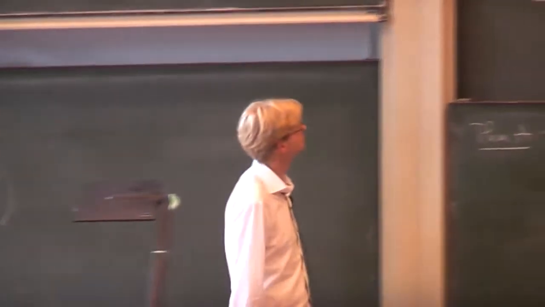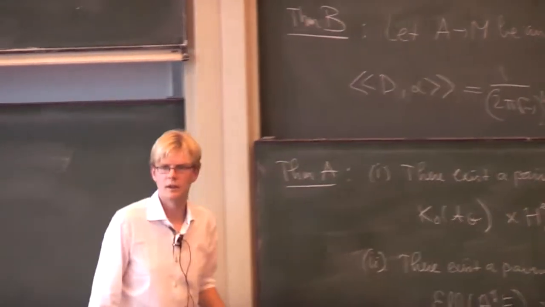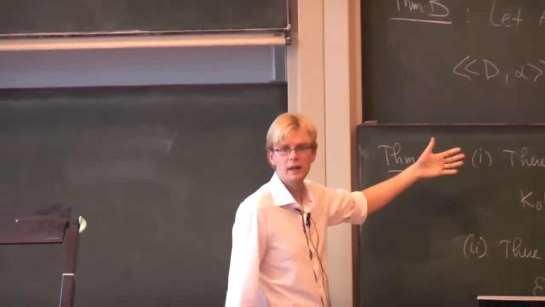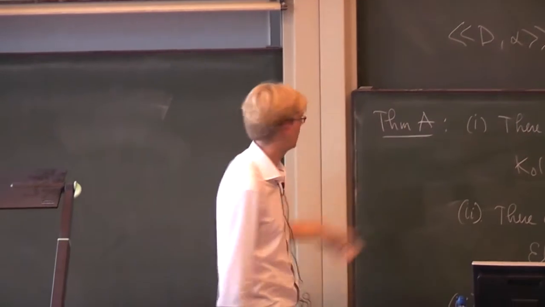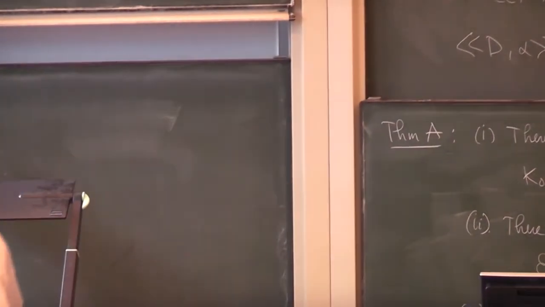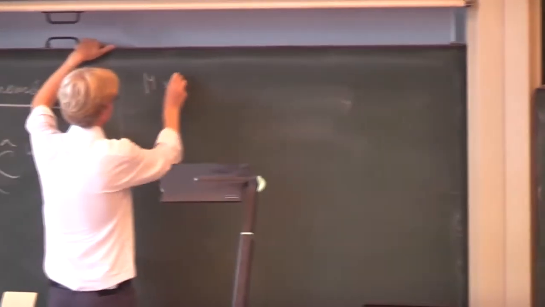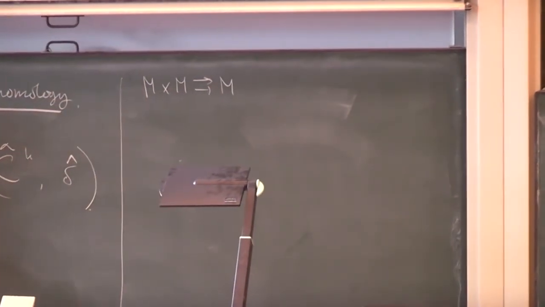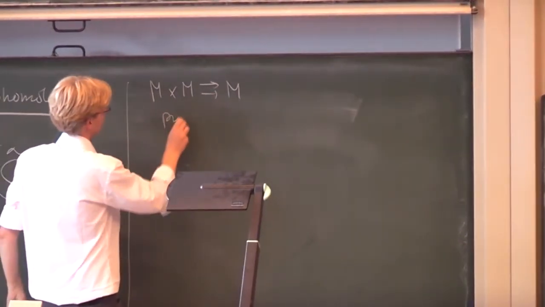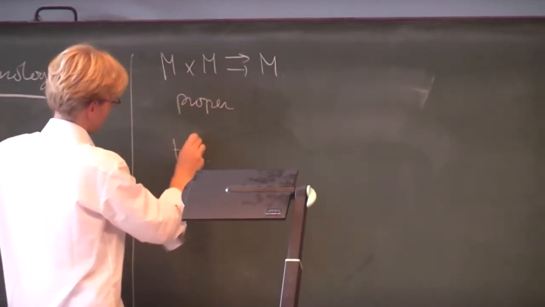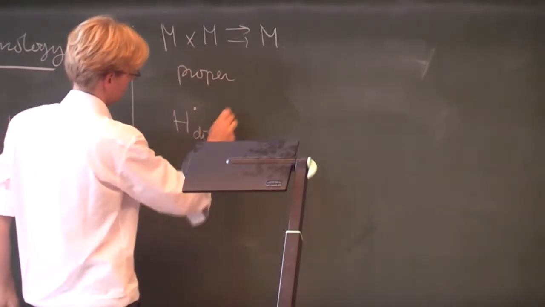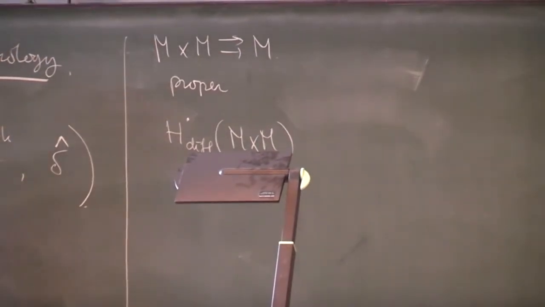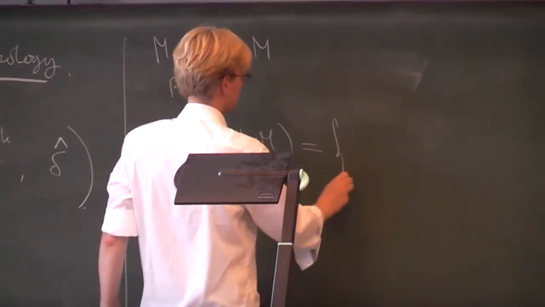Okay, so I think this is a good time to start. Or maybe one more thing. You can actually now go back to the pair groupoid. That's maybe one comment. So the pair groupoid is proper, so there's only one non-zero differentiable cohomology class, and that sits in degree 0.